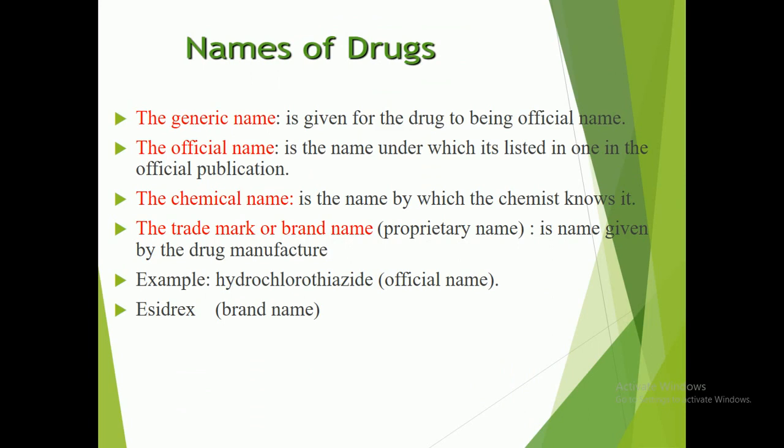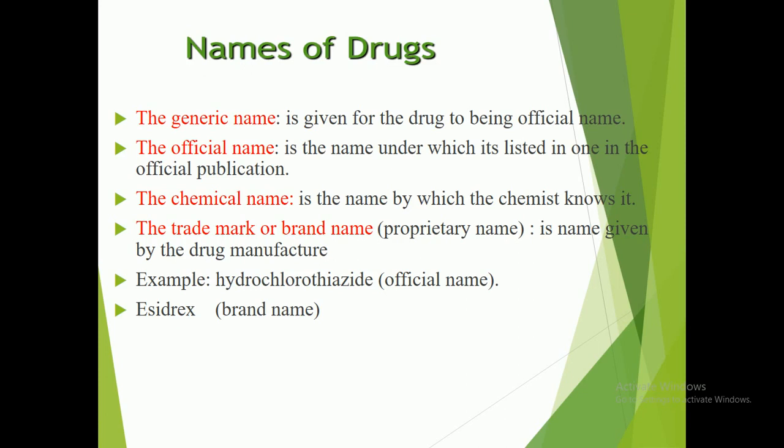In simple words, names of the drug, that is also called nomenclature, the naming system for different drugs. The first one is generic names. Generic name is given to a drug as its official name. This is the official name which can be given in a pharmacopoeia, which are the officially recommended books, like the United States Pharmacopoeia, London Pharmacopoeia, and many more.